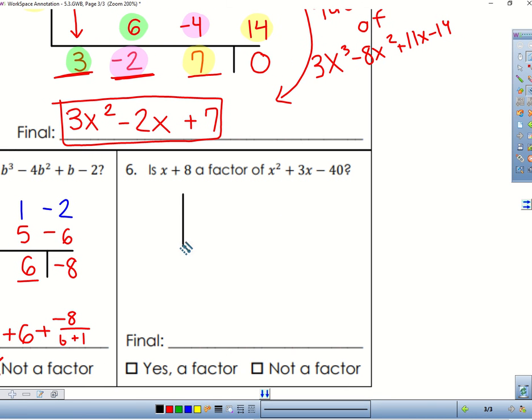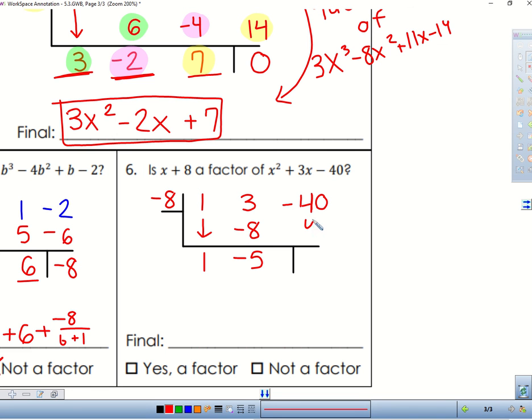So once again, we set up our synthetic division bar. What's going to go on the outside? -8. The inside? 1, 1, 3, and -3. Good. Bring down the 1, multiply, combine, multiply, combine. Is it a factor? Yes. My answer is? x minus 5.